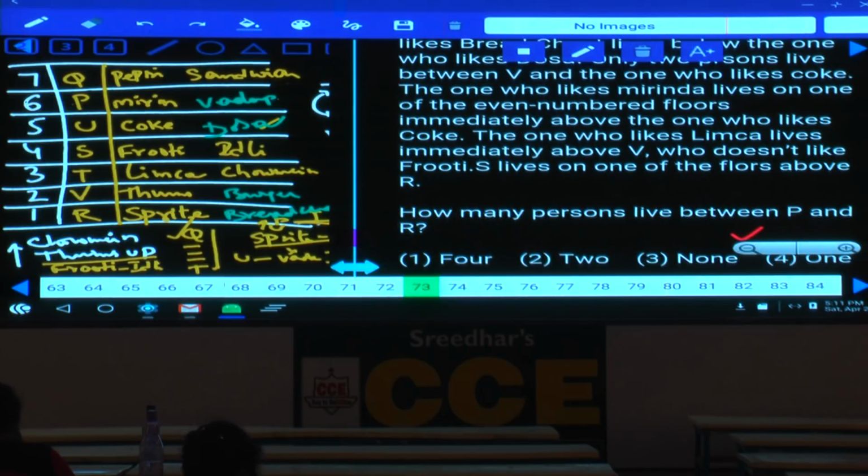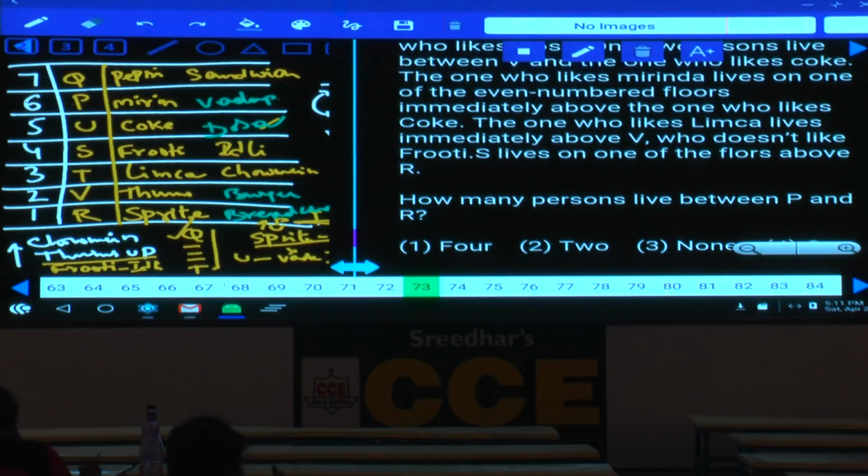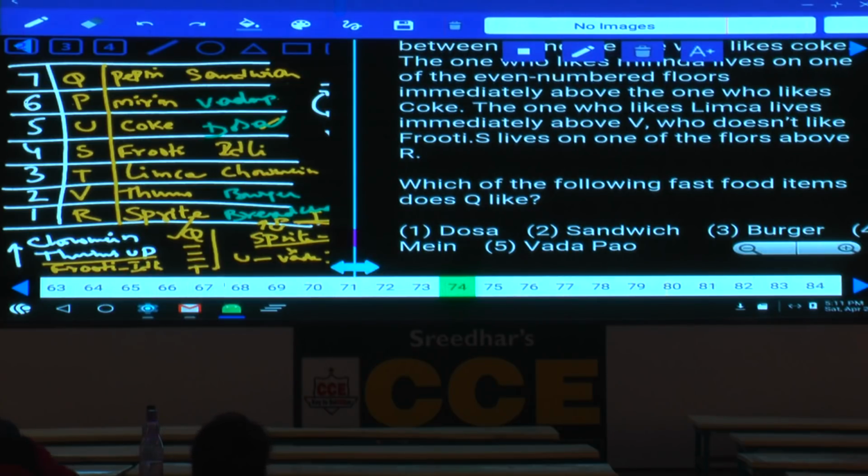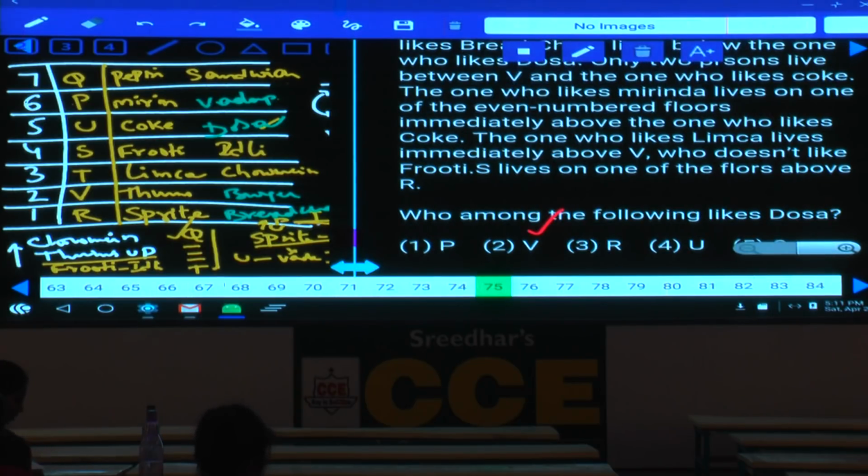And next one, question number 73. How many people live between P and R? Between P and R, tell me how many people are there? There are 4 people living between P and R, that is choice 1. Then question number 74. Which of the following fast food items does Q like? As Q likes sandwich, that is given in choice 2. Then question number 75. Who among the following likes dosa? Tell me who likes dosa here? U likes dosa, that is choice 4.